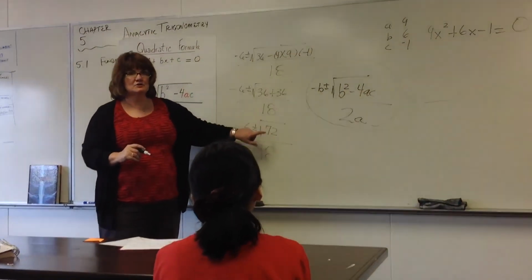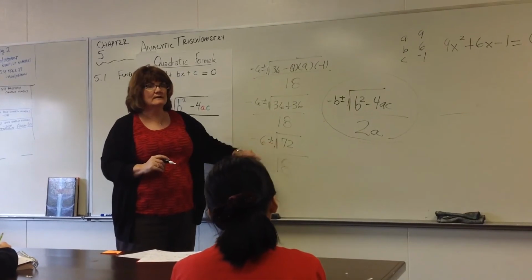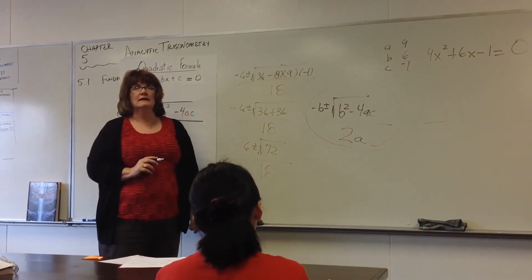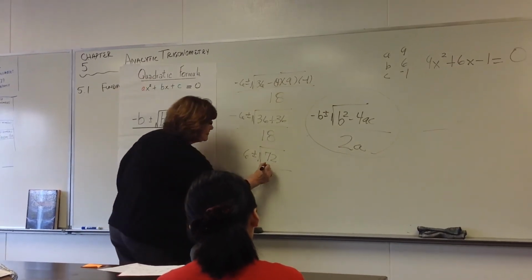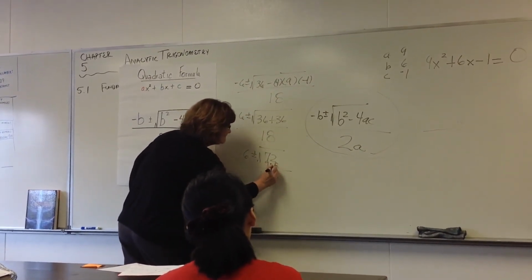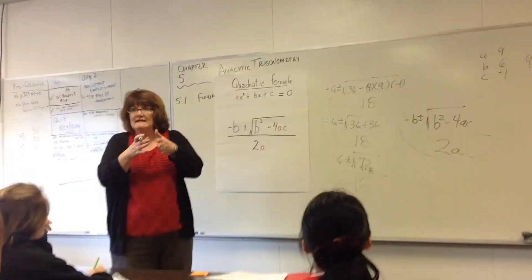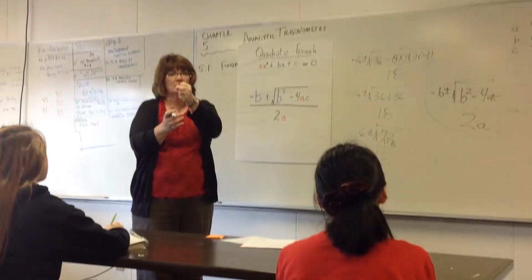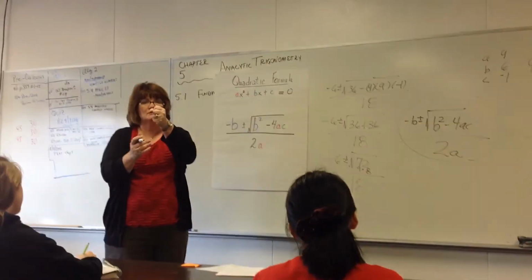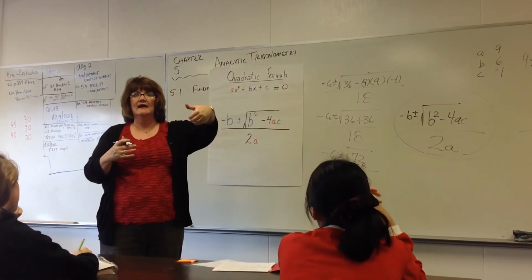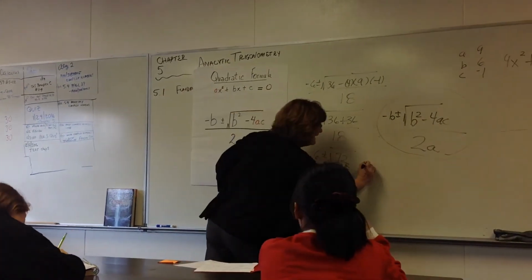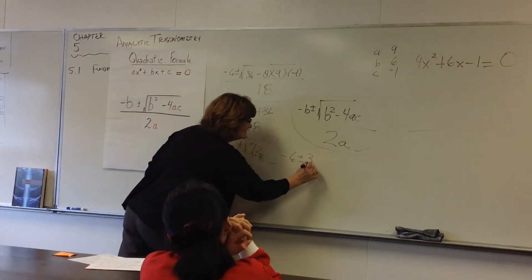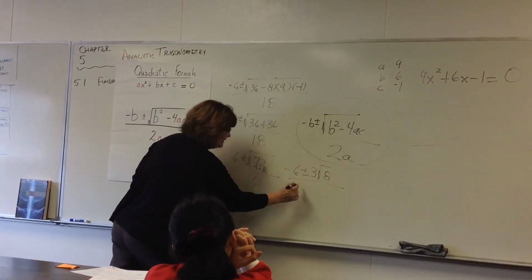What's a number that has a square root, Eric, that will go into 72? Think about it. 9 and 8. So if we break 72 up into 9 and 8, what are we going to do with that 9? The 9 has a square root. What is it, Eric? 3. So we can pull that out front. So now we have negative 6 plus or minus 3 square root of 8 over 18.